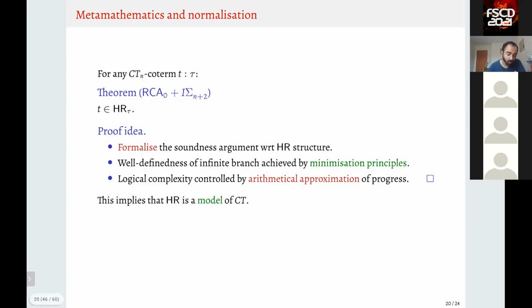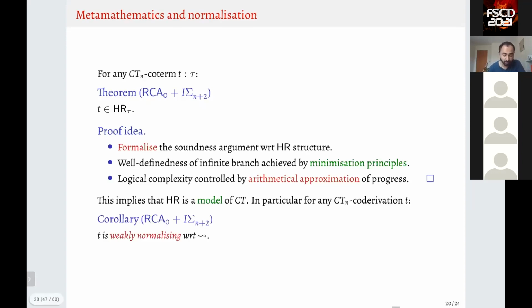And so as a result, we get that HR forms a model of CT. And in particular, as a consequence, by the definition of the type structure, we obtain a normalization result: t is weakly normalizing with respect to the reduction relation for each term t.